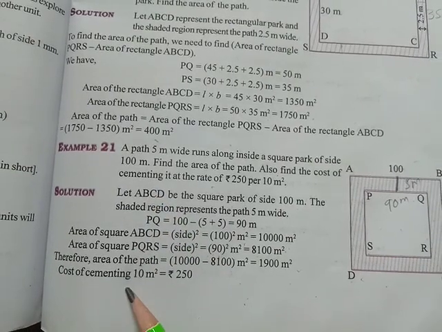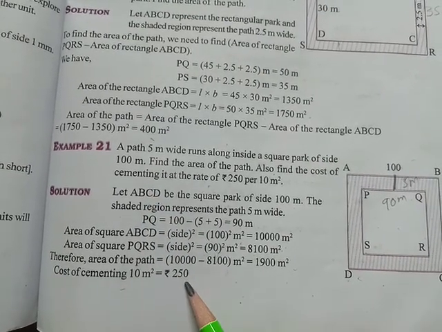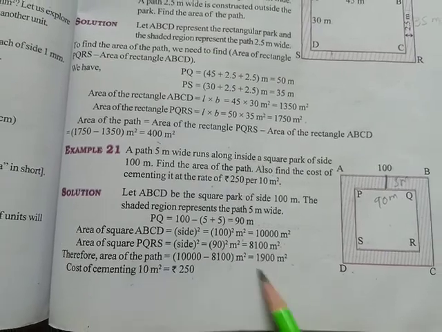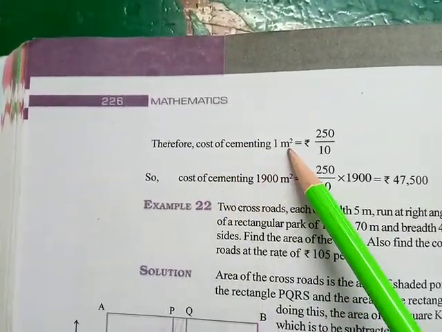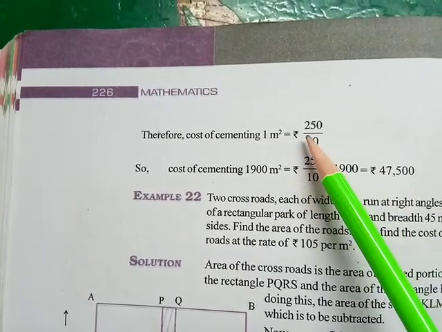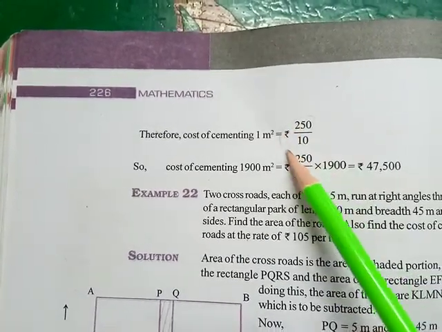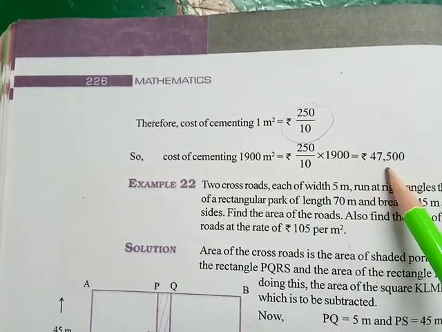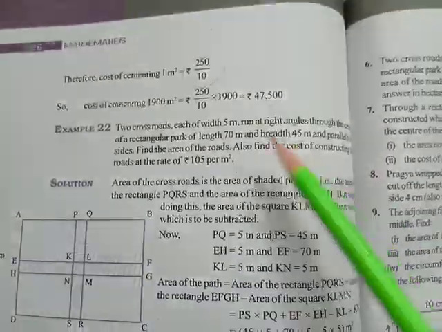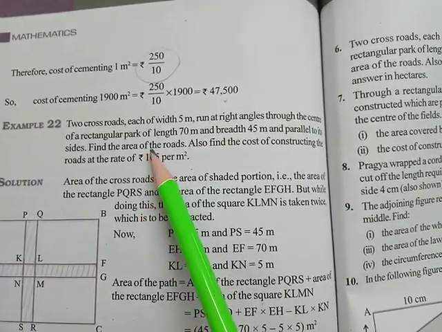So cost of cementing 10 meter square is rupees 250. Then what about the 1900 meter square? So do the multiplication. Therefore cost of cementing 1 meter square is 250 divided by 10. This we have to multiply with 1900 meter square. So our answer is rupees 47,500. Okay, move on to the next question.